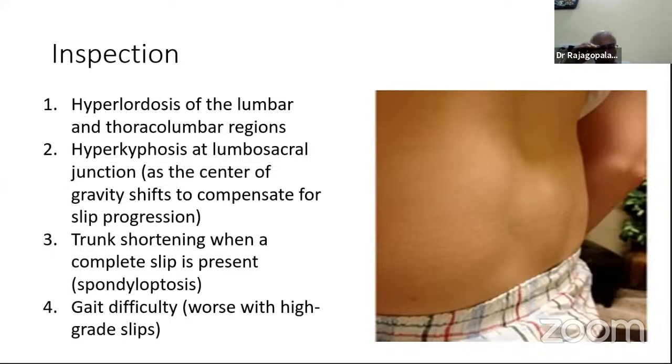Third, your trunk may appear shortened when it has gone to a high grade, and even gone to spondyloptosis or a grade 5, where it has completely gone, completely toppled over. And fourth, difficulty in gait. Inspection includes making the patient walk. So, when the examiner asks what you can see in inspection: exaggerated lordosis in the lumbosacral area, kyphosis below, trunk appears short, and gait may be altered.